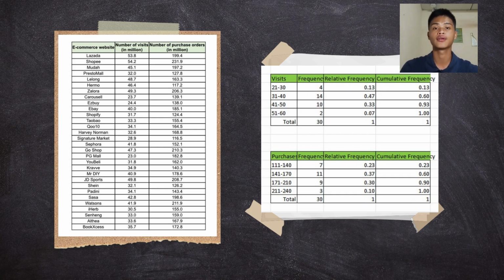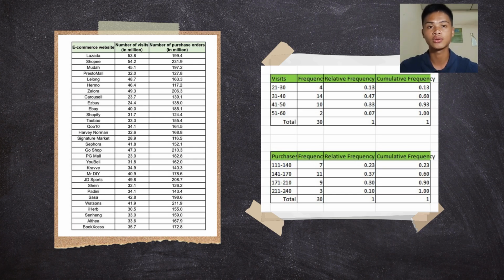Next, we're going to find the frequency for purchase. The first range is 100 to 140. The second range is 141 to 170. The third range is 171 to 210, and the last range is 211 to 240. The first range frequency is 7. The second range frequency is 11. The third range frequency is 9, and the last range frequency is 3.